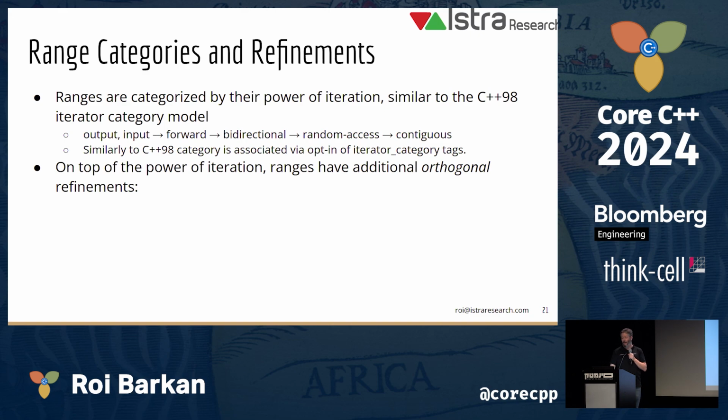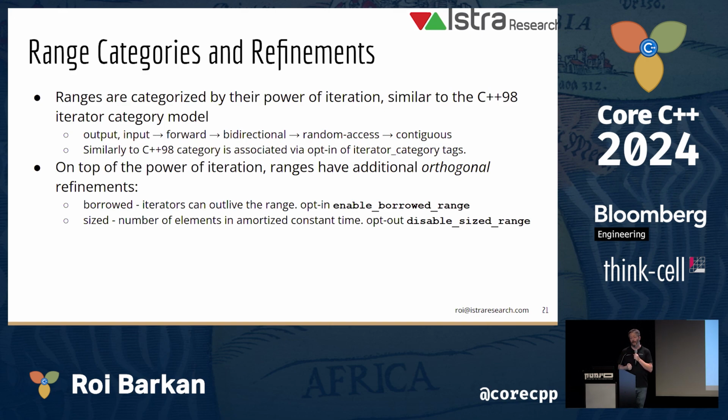On top of the power of iteration, ranges have some additional refinements that can be added to tell the compiler something about the range, and it's totally orthogonal. One is a borrowed range. A borrowed range is a range where I can tell the compiler that if you take iterators from my range, like the begin or the end, and the range gets destroyed, it's fine. The iterators are still valid, not dangling. If I know that my range is like that, I need to opt in by telling the compiler using enable_borrowed_range. An example of a borrowed range is a string view. Even if it's destroyed, the iterators point into an existing string.